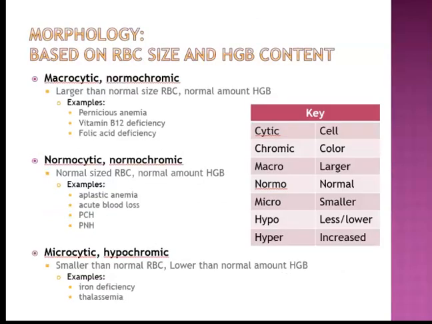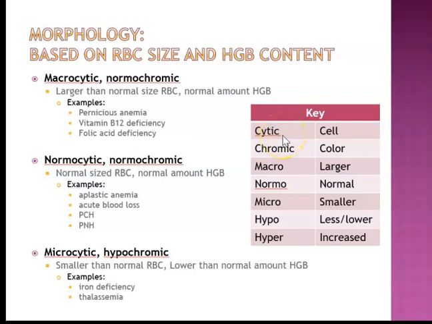Okay, we said that anemias are classified either based on morphology or cause. So let's talk about morphology. Remember, morphology is referring to structure, so we're talking about red blood cell size and also the red blood cell's hemoglobin content. But before we get into some different categories under morphology, let's talk about some key terms that we need to know and understand. So let's look at the key over here on the far right hand side.